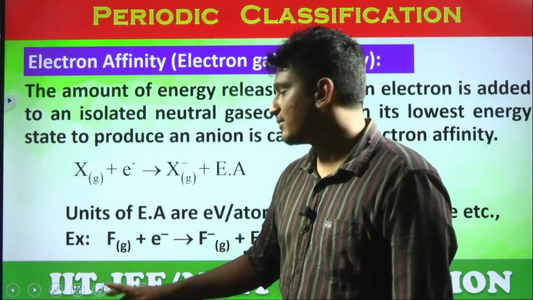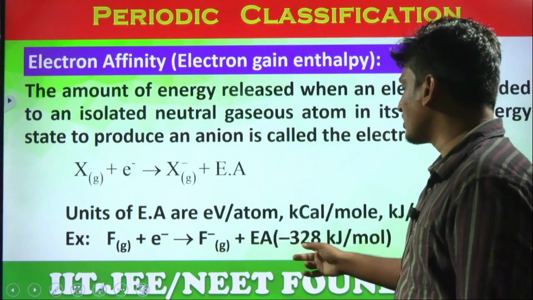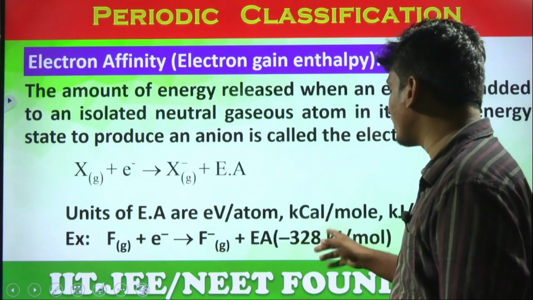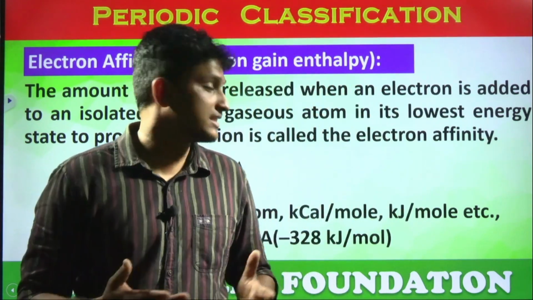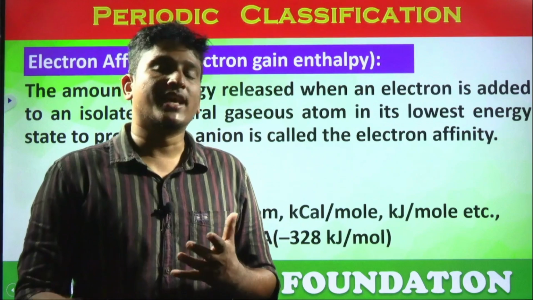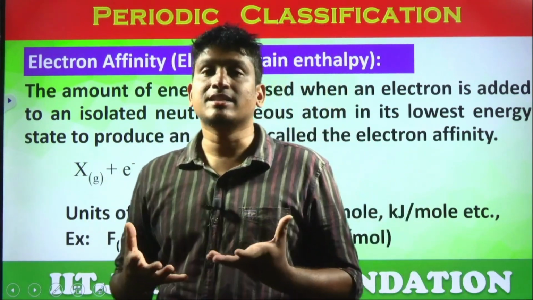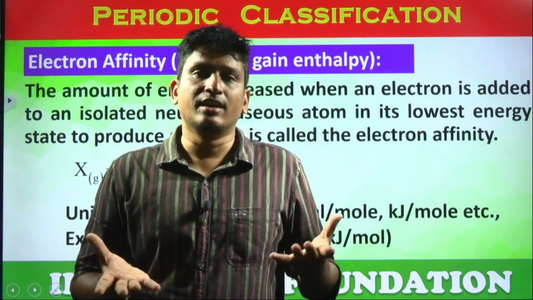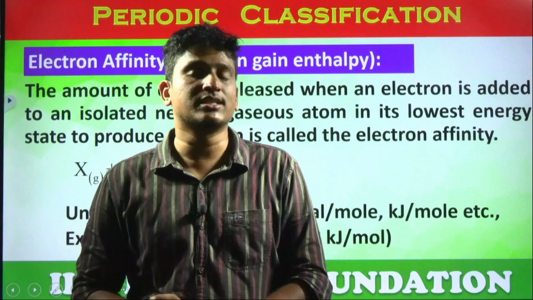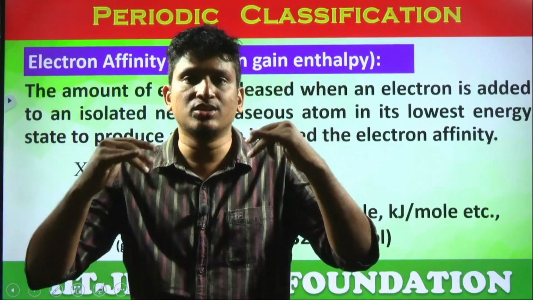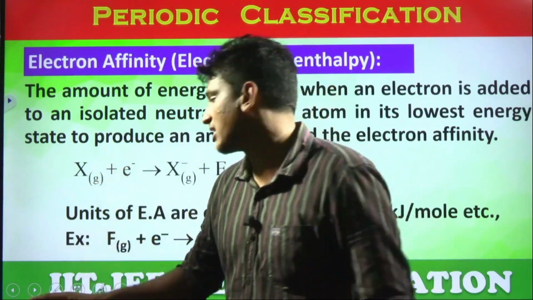Fluorine example is given. Fluorine gains one electron according to its valency. If it gains one electron, students, how much energy is released? Minus 328 kilojoules per mole of energy is released. If energy is released, it is indicated with a negative symbol. If energy is absorbed, it is indicated by a positive symbol. Highly reactive non-metals, if they get that one electron, readily achieve the noble gas configuration. That's why they release energy. Releasing energy means more stability, remember.